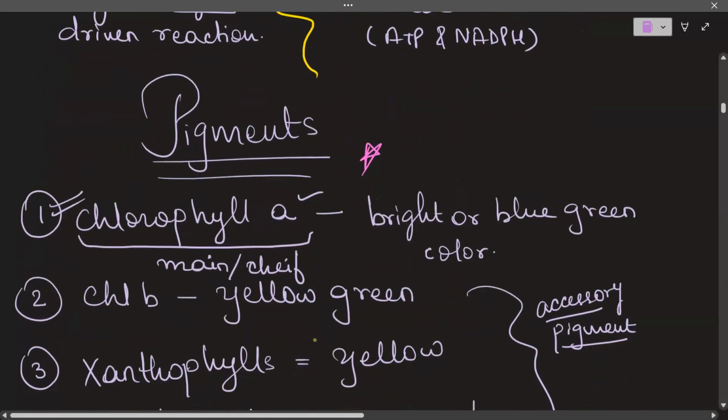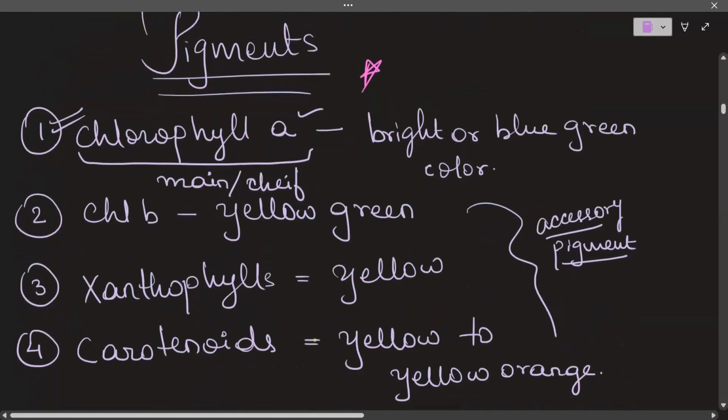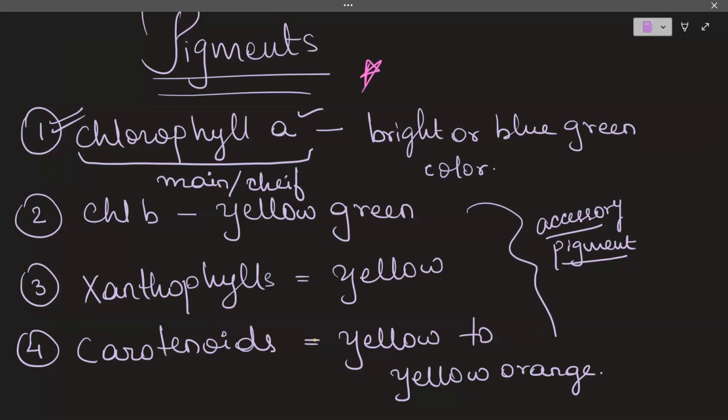Now talking about the pigments that are used during the process of photosynthesis. The first one, the most important pigment for photosynthesis, is chlorophyll A. Now see, chlorophyll is of many types, chlorophyll A, B and C, if you remember from plant kingdom. So chlorophyll A is the main pigment of the plant. It is bright or blue-green in color.